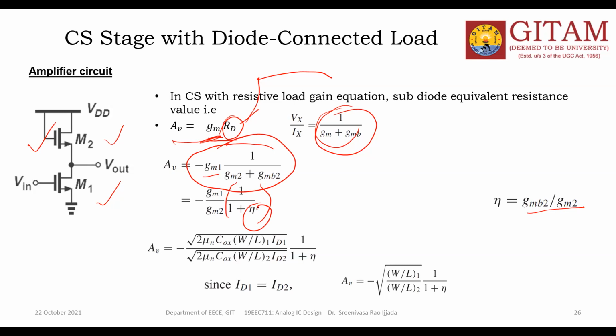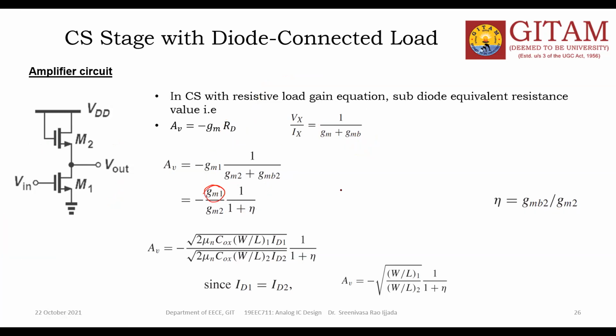GM value. What is the GM value? Square root of 2 μn Cox W by L into ID. This is the GM value, the transconductance value. GM1 here in this equation means the transconductance of the first device, M1.